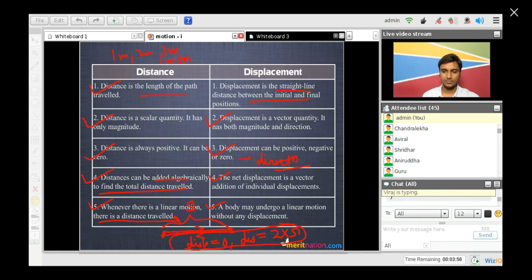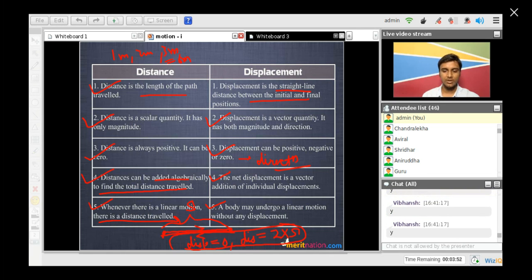See, velocity can have direction because velocity depends on displacement. Velocity definition is change in displacement with respect to time. So displacement has direction, so velocity will also have direction.